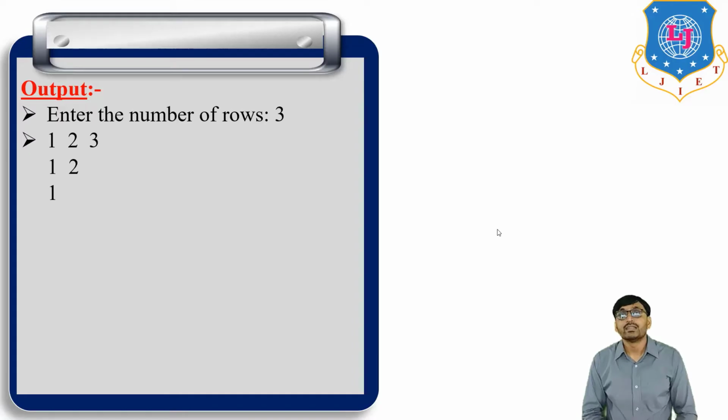So in the third program, there is a nested for loop. It means a loop inside another loop. For i in range of n, that is one loop. And inside this loop, for j in range of n minus i. So one for loop, and inside this for loop there is another for loop, that is a nested for loop.